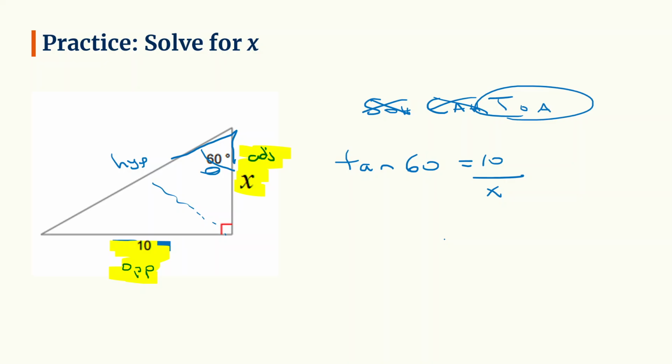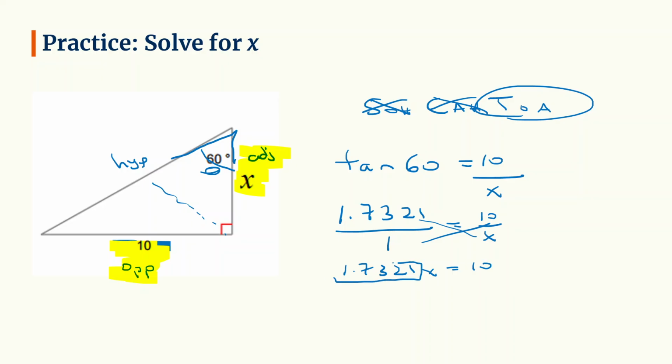Then I asked my calculator to calculate tan 60. 1.7321 over 1 equals 10 over x, cross multiply. 1.7321x equals 10. And then divide both sides by this number. So x equals 10 divided by 1.7321, which is 5.8. And yeah, I can accept 5.8. That's 10. So 5.8 is a reasonable answer.